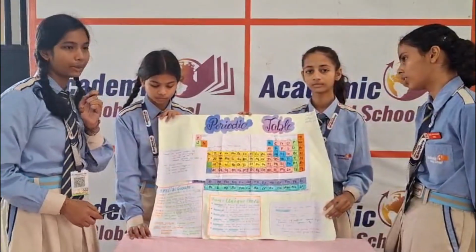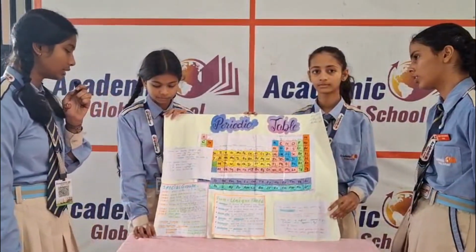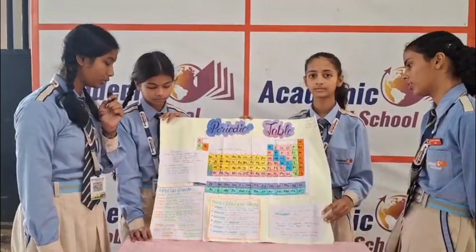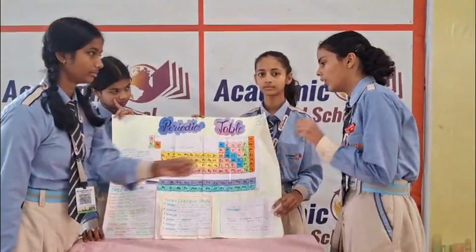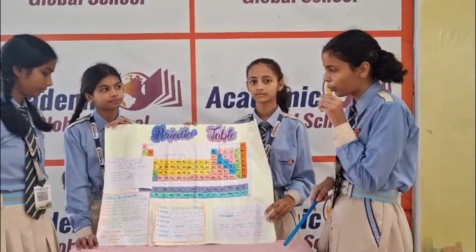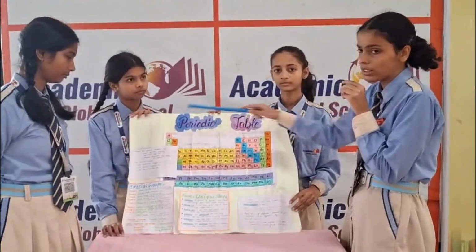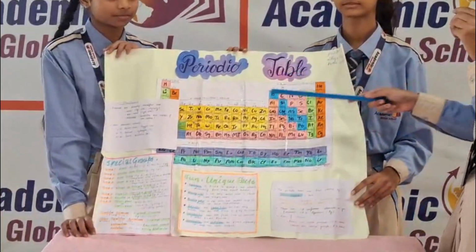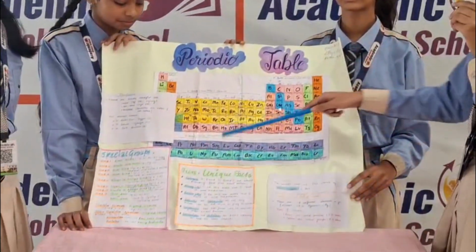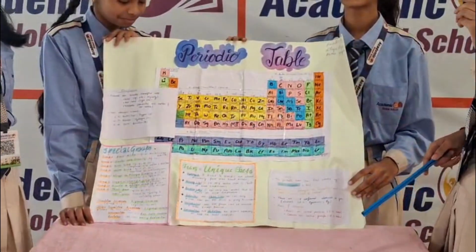The most abundant element in the earth's crust is oxygen, in the universe is hydrogen, and on the earth is aluminium. The periodic table is divided into 4 blocks. The first 2 groups come under the S block. The next 10 groups come under the D block. These 6 groups come under the P block, and these 2 series of elements come under the F block.